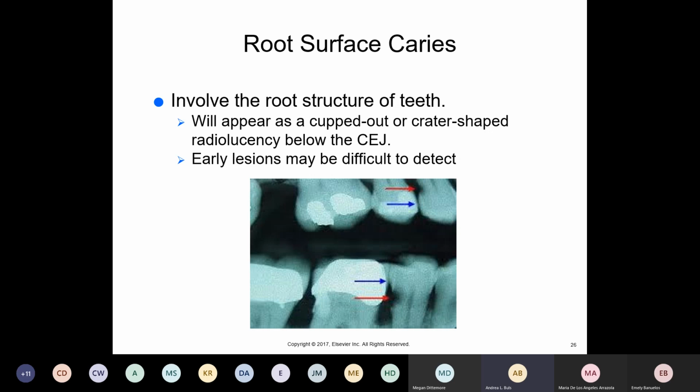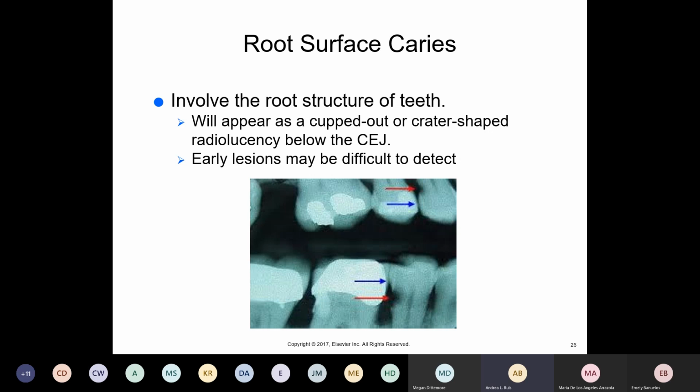And just as people age, many times they have a decrease in saliva flow anyway. So if we have a decrease in saliva flow, or xerostomia, that's the cleansing mechanism that our body has for our teeth. So many times the root surface becomes very vulnerable to decay.